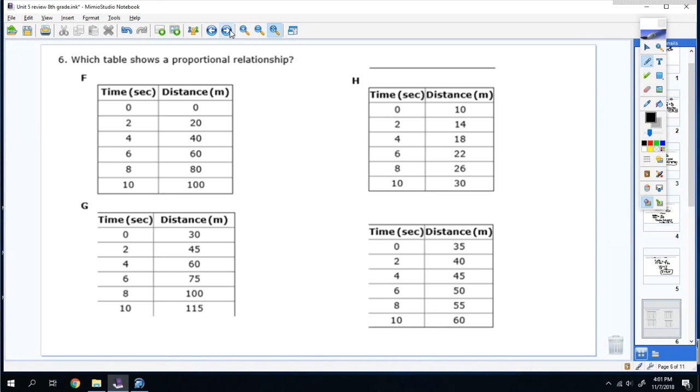All right, number 6. Which table shows a proportional relationship? Now, I imagine this one will be a really quick and easy one because we know a proportional relationship is when x is 0, y has to be 0 as well. So F is the only correct one because this is your x and that's your y, and these are the only ones at 0. Everything else has a plus b.